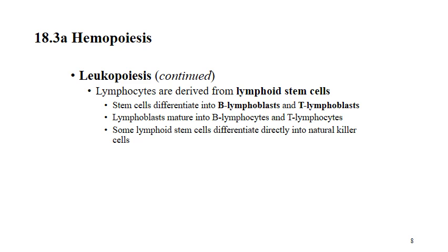And our last one here for leukopoiesis is that lymphocytes are derived from lymphoid stem cells. The stem cells differentiate into two different types, the B lymphoblasts and the T lymphoblasts. Lymphoblasts are going to mature then into the B lymphocytes and the T lymphocytes, and some lymphoid stem cells are going to differentiate directly into natural killer cells.